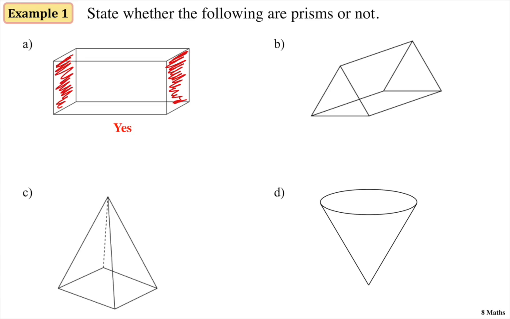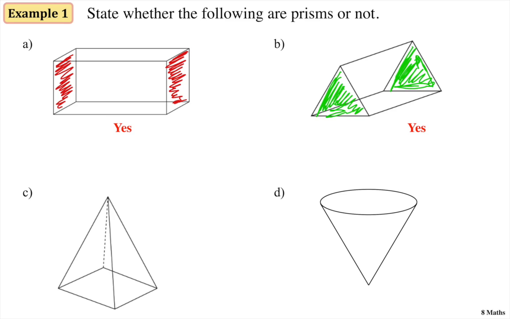When I look at part B, I can say, oh, I've got a triangle at the front and a triangle at the back. Are they the same shape as each other? Yes, they are. Are they joined by flat sides? Yes. So, yes, it's a prism.